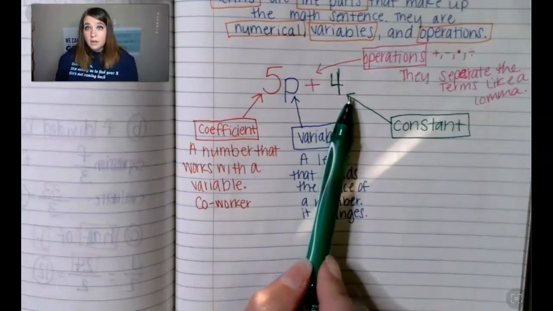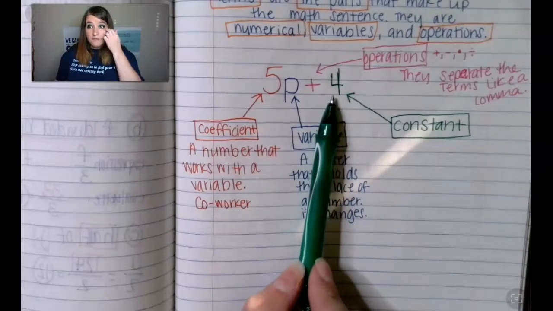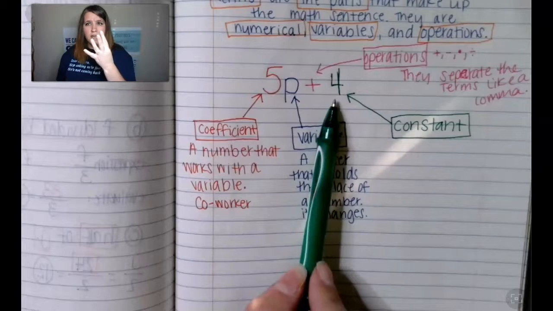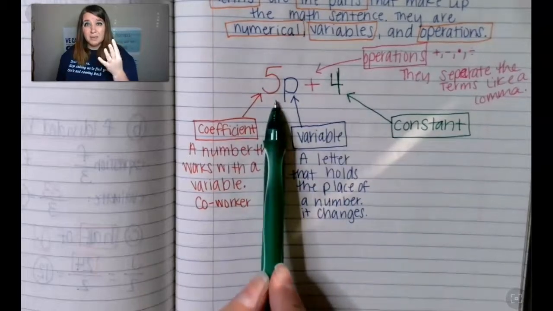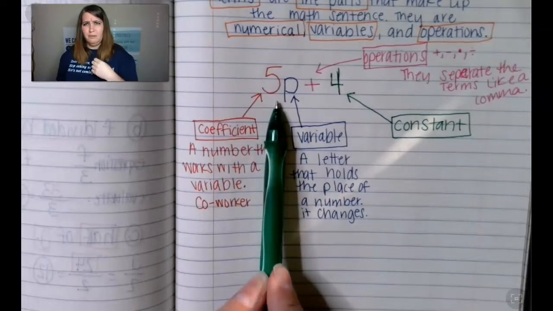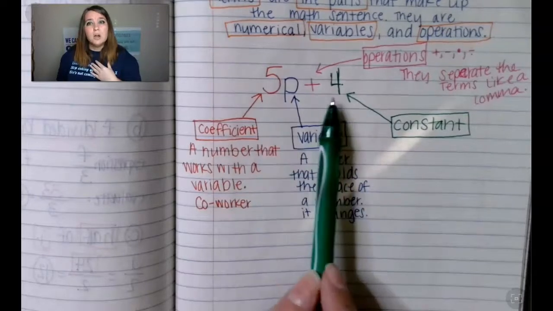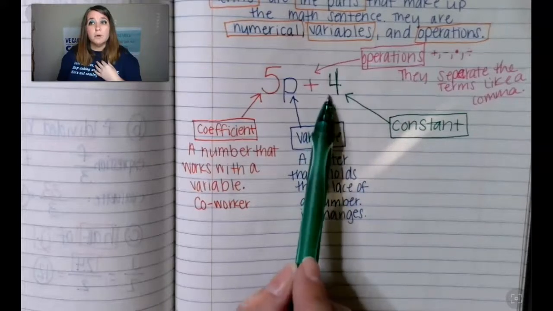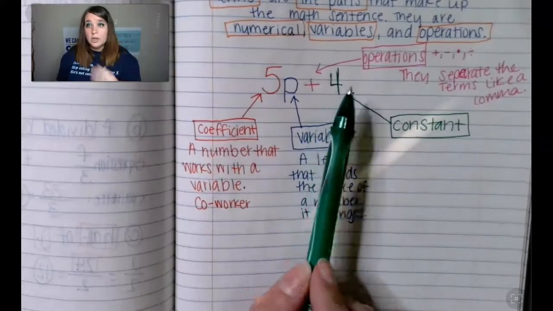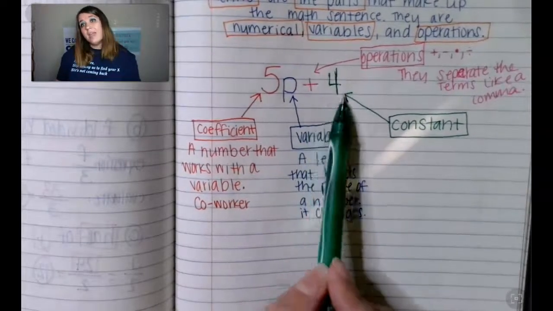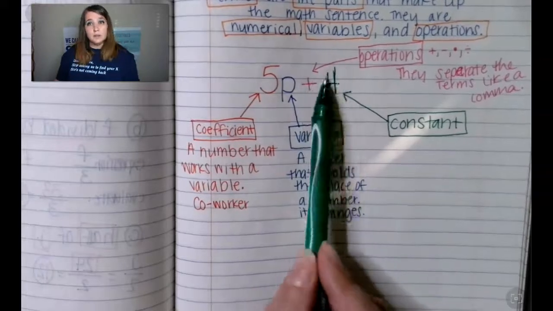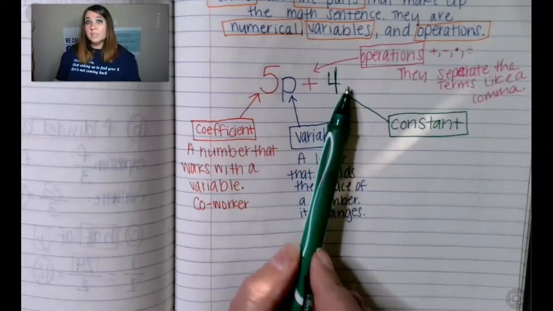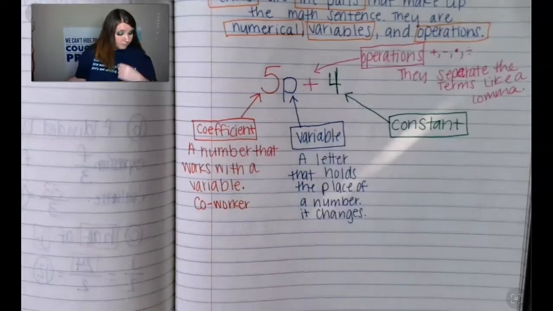4. Okay, so this 4, if I said give me 4, you'd be like, oh, 1, 2, 3, 4. If I said give me 5p, you'd be like, what? I don't know what that means. This is constant. We can always count on this number to not change. So this number does not have any outside influences on it changing its behavior. None. It's always going to be a 4.